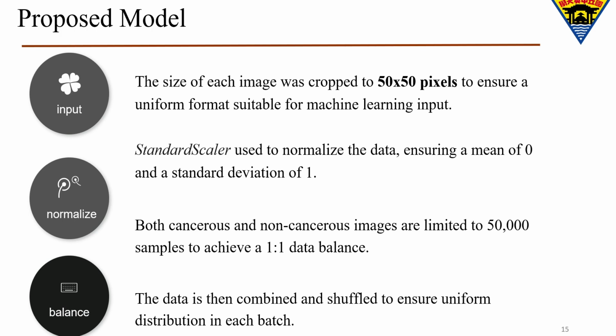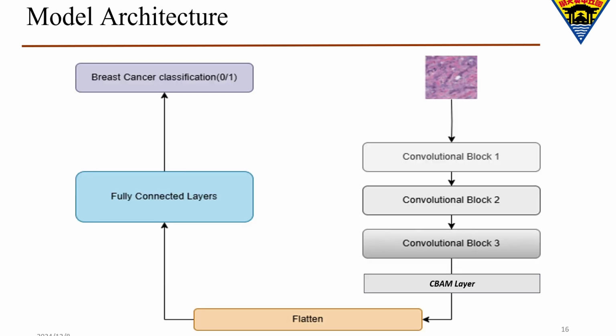The third part is that the data set is not balanced between negative and positive data, so we limit it to 50,000 samples to make the data balanced. There won't be imbalance at the 50,000 number. The fourth is that we combine and shuffle all the data to ensure the distribution in each batch is good.